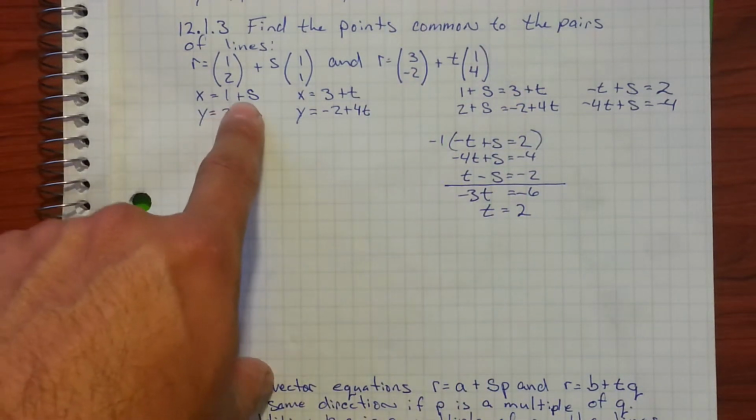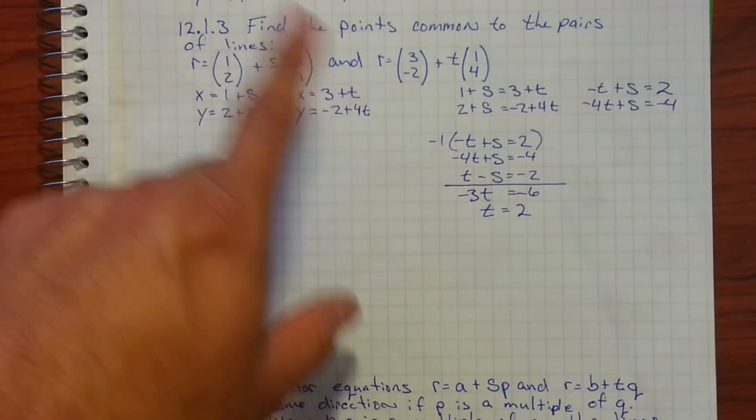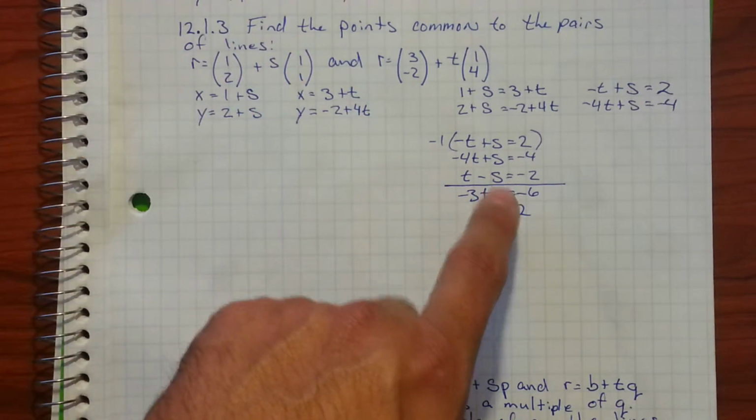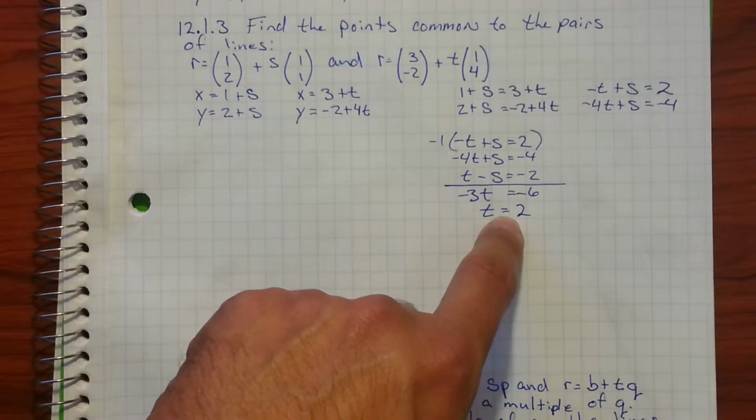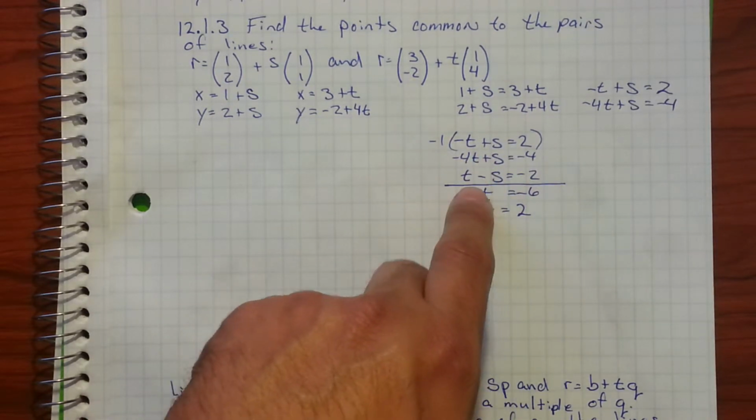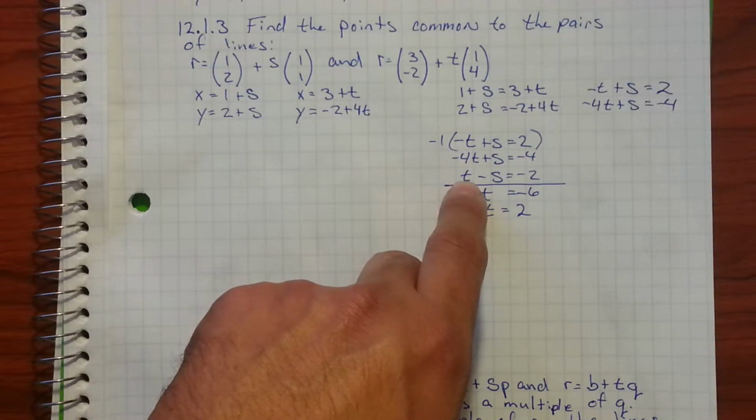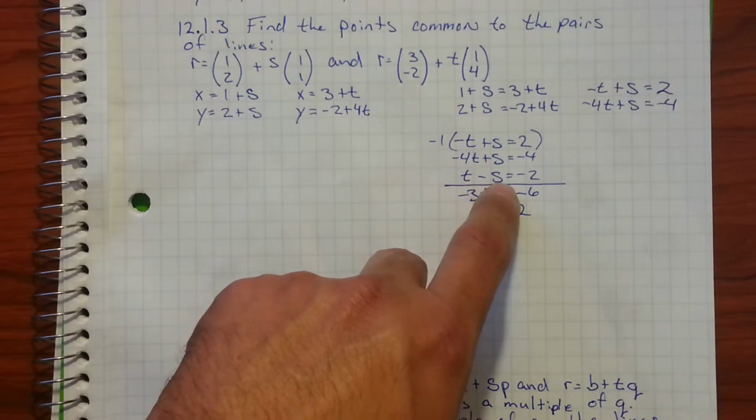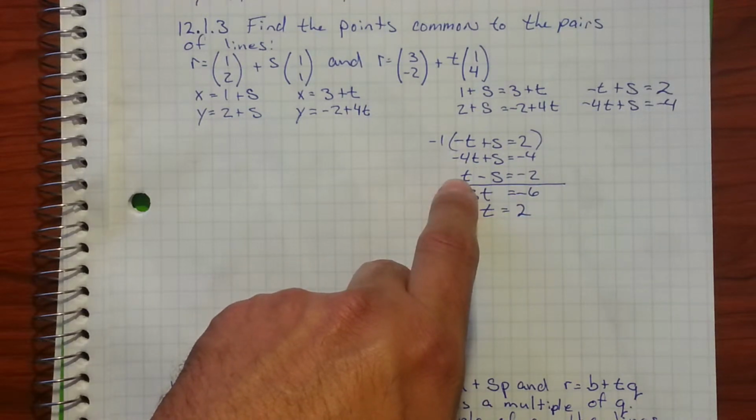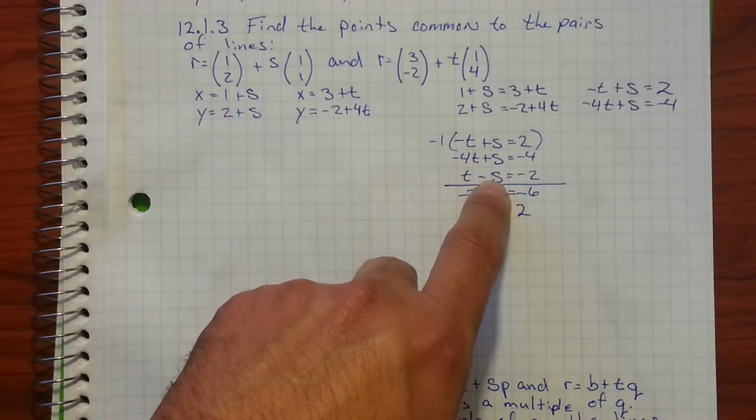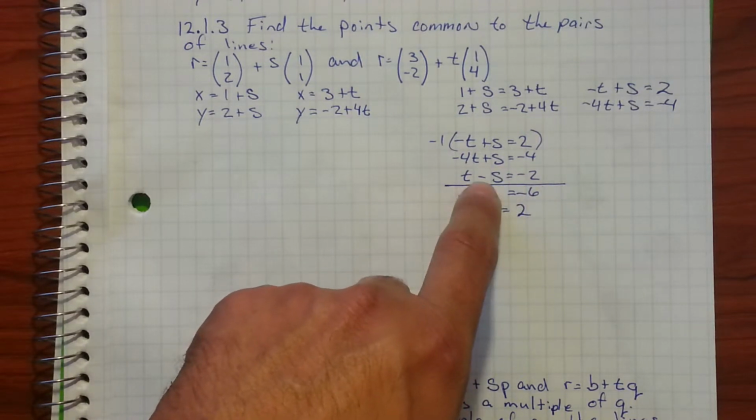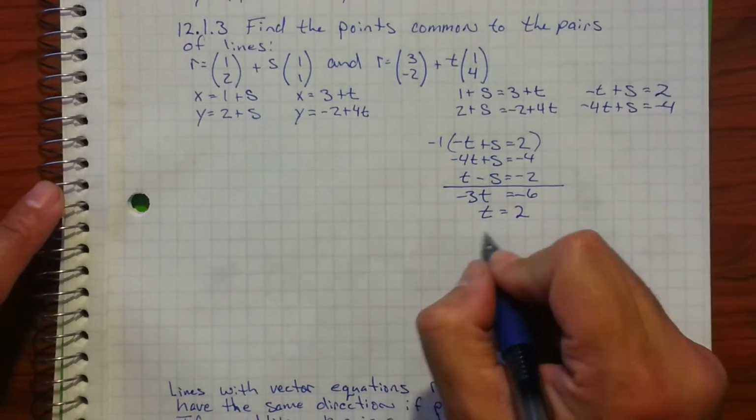So I know that t, so let's take a look right here. Okay, so now if I know that t is 2, if I plug this in here into one of these, this is going to be 2 minus s equals negative 2. So subtract 2, I get negative s equals negative 4. So s is equal to positive 4.